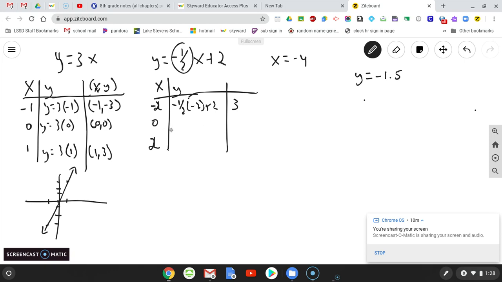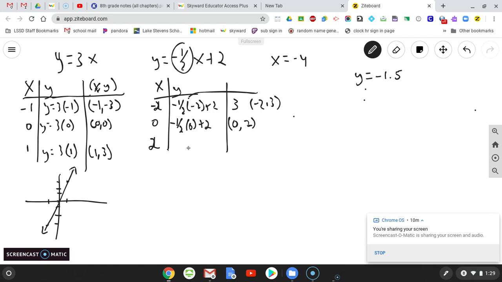Okay, so when I plug in a 0, I have negative 1/2 times 0 plus 2. Negative 1/2 times 0 is 0. 0 plus 2 is 2. Actually, I should have written this as a coordinate point. Sorry, negative 2 comma 3. And this one was 0 comma 2.